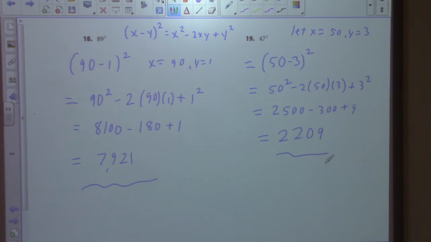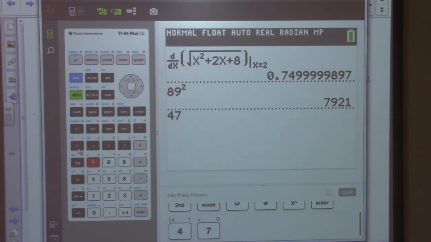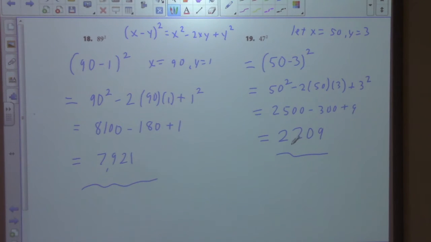Let's go ahead. Got to make sure with the calculator, 47. Checked out the calculator. Yep, that's it. All right. Very good, very good.